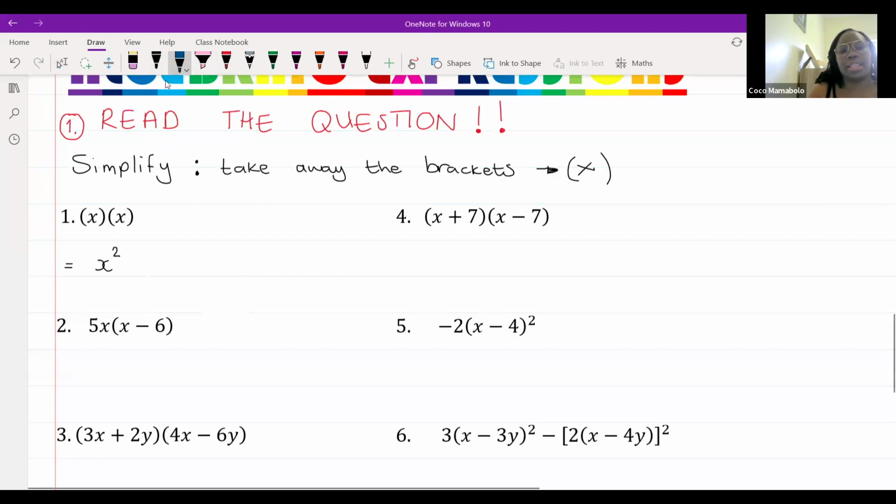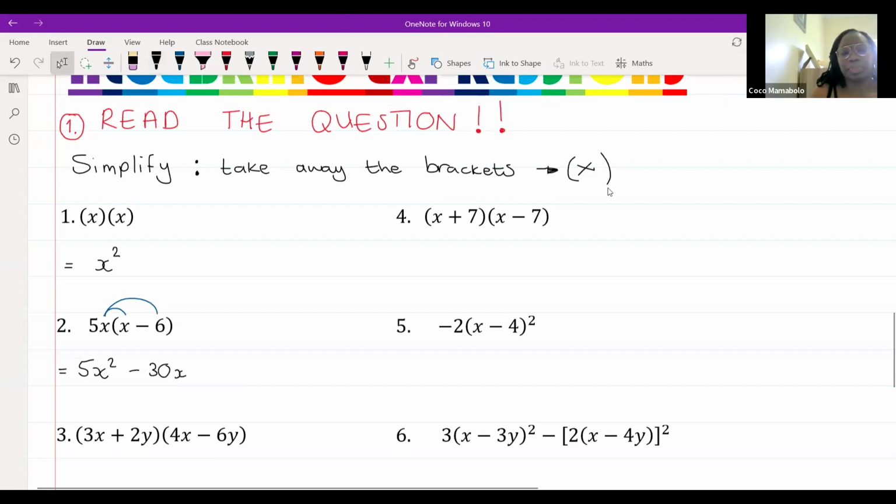All right, next thing we're going to do over here, when we see the brackets with something on the inside, we're going to distribute. In my class, we call it a top. So 5x times x is going to give us 5x squared. And then 5x times negative 6 is going to give us negative 30x. That's what we've got there.